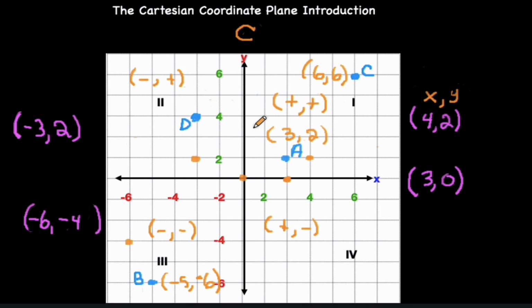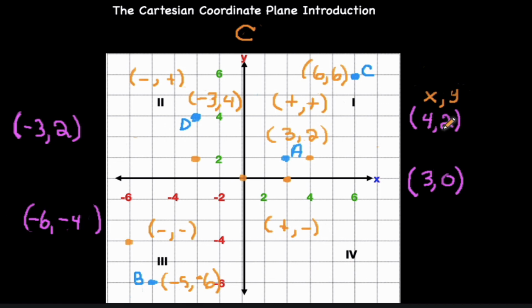All right, so what about D? So if we take a look, we're at the origin, we'll move over to the left on the x-axis. It's at -3 and 4. So -3, 4 is the point for D. All right, and like I said, this ordered pair of 3, 0 is not in either quadrant, so just make sure you understand that.